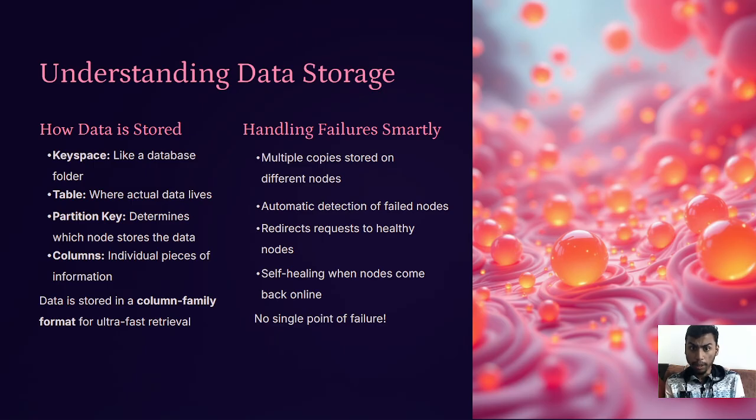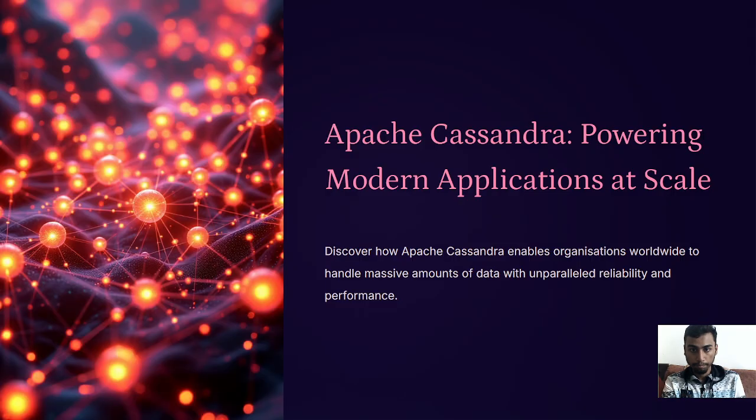Handling failure smartly. Multiple copies: we know the replication factor, multiple copies of data are stored according to the replication factor. Automatic detection of failed nodes: we can detect which nodes have failed, like in Hadoop we have a heartbeat, so we get to know which node failed. Redirect requests to healthy nodes: from the nodes which are alive, we can extract the data. Self-healing, which is basically about the recovery of the data, and we discussed that there is no single point of failure.